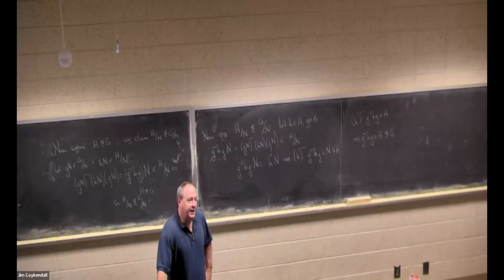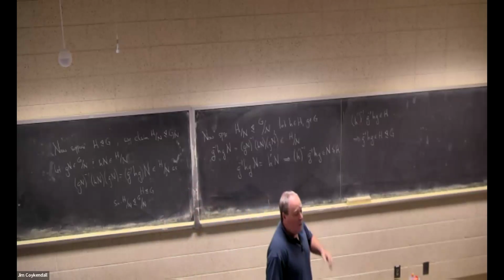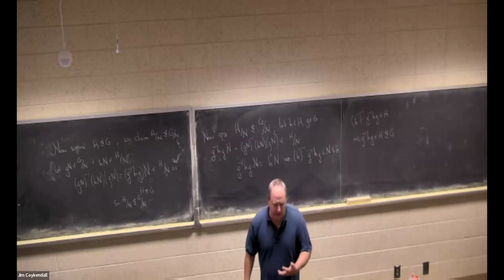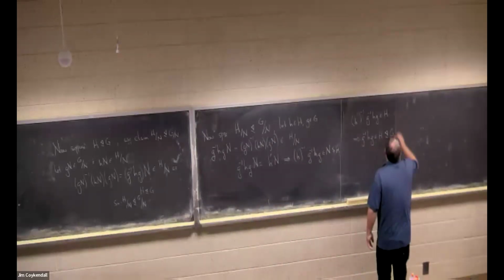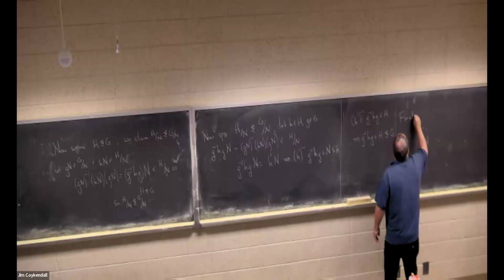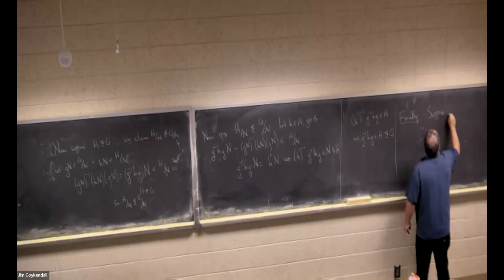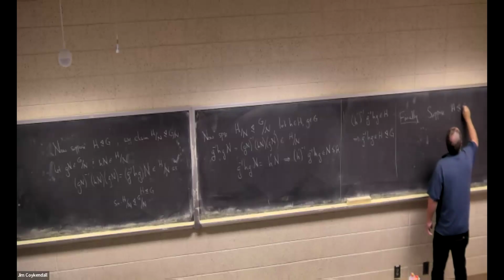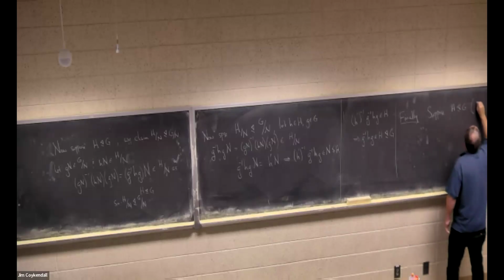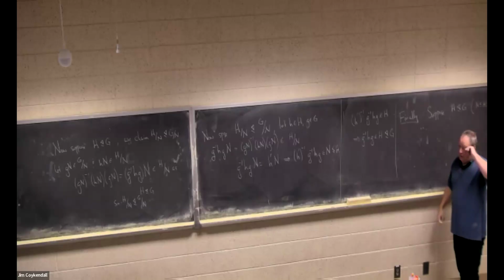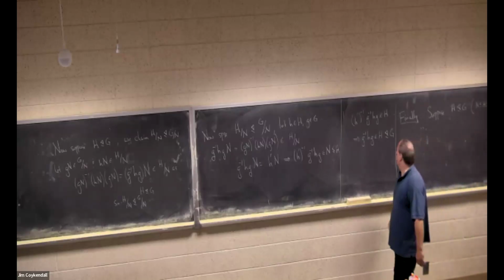So now we've shown normality, so we've shown that there's a correspondence between subgroups of G that contain N and subgroups of G mod N. We've shown that one is normal if and only if the other is normal in the correspondence. The last thing we have to do is show that last isomorphism. So finally, suppose H is normal. We have N and H subgroups, and we know N is normal in G as well. That's a blanket assumption.